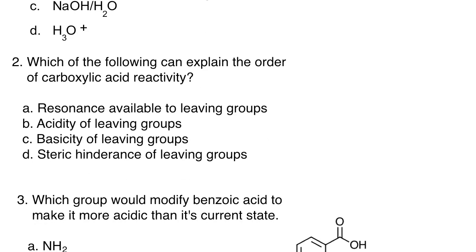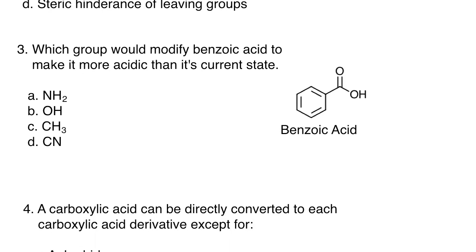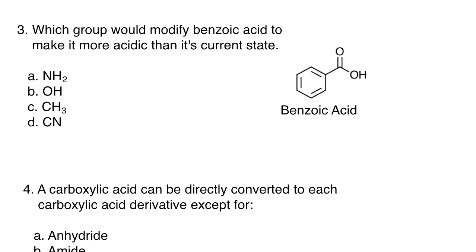Now, number two, which of the following can explain the order of carboxylic acid reactivity? Couple of choices there. Number three, which group would modify benzoic acid to make it more acidic than its current state? I've shown you benzoic acid over on the right. Which of these groups, if I add them to the benzoic acid, the amine, the alcohol, the methyl, or the cyano, the nitrile group, will increase the acidity of the benzoic acid functionality?